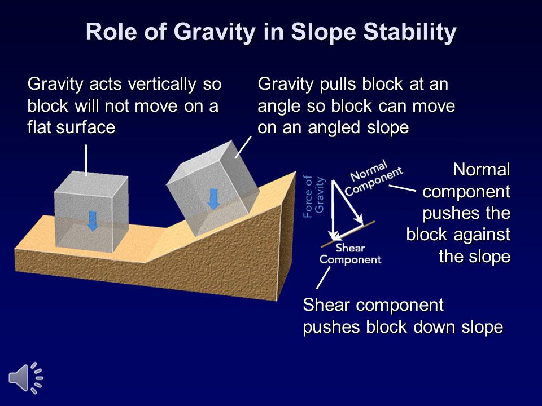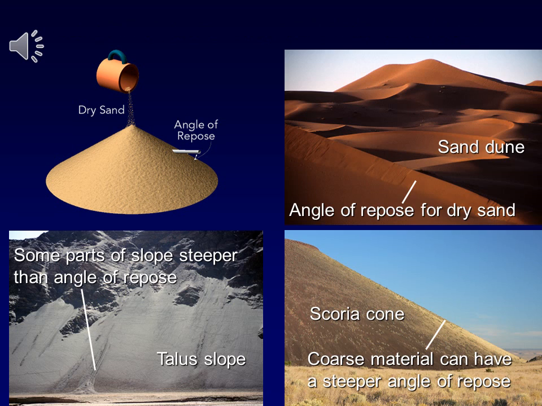There's two components of that. There's the normal component. The normal component pushes the block against the slope. And then there's the shear component. That's the force between the block and the surface it's sliding on. The shear component pushes the block down the slope. If you've ever tried to build a sand castle on the beach, you are familiar with this concept.